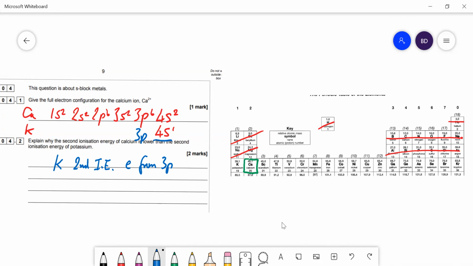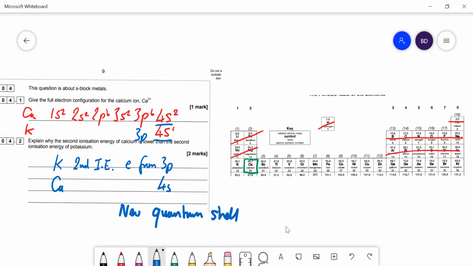So that means then that with calcium, the electron is coming from the second ionization energy. The first one comes from 4s, and the second one comes from 4s. So with potassium, you're removing it from a new quantum shell, closer to the nucleus, less shielding, I'd probably say, and so it's going to be much higher in potassium.